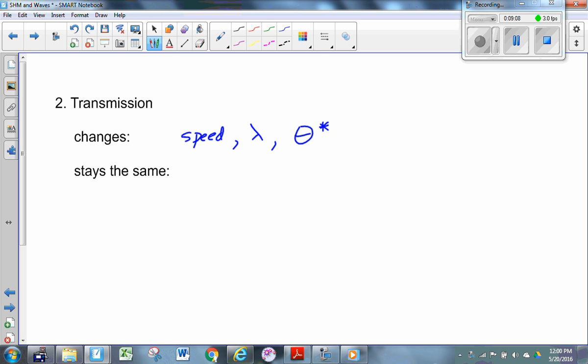What stays the same? We talked about this yesterday. What always stays the same? The frequency.